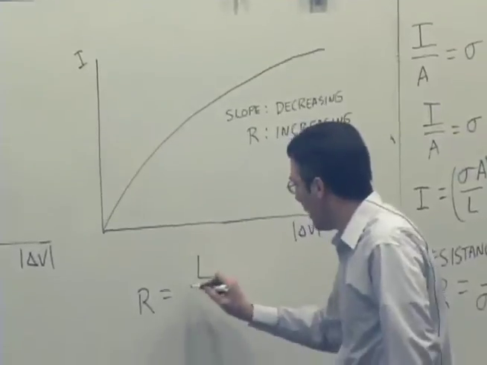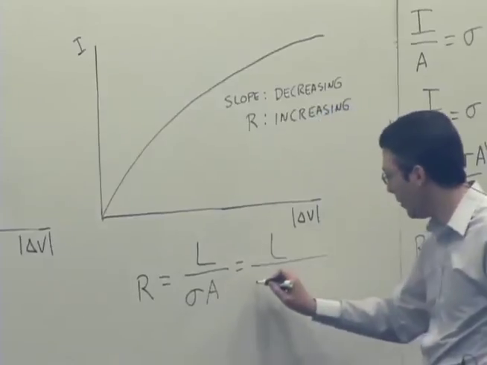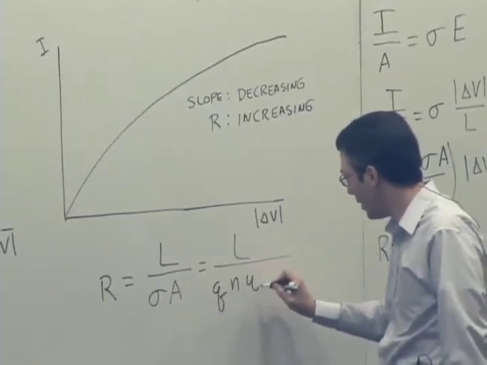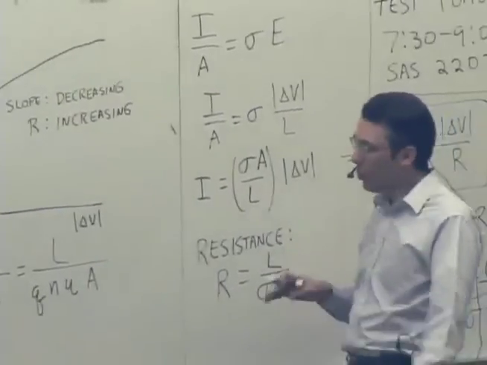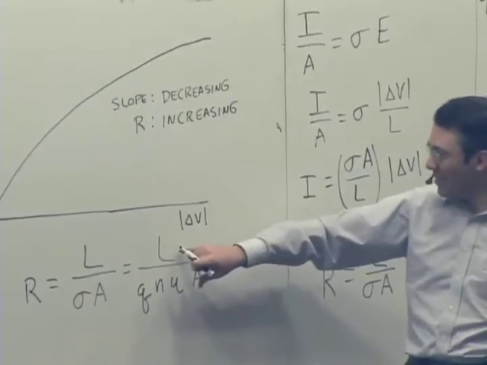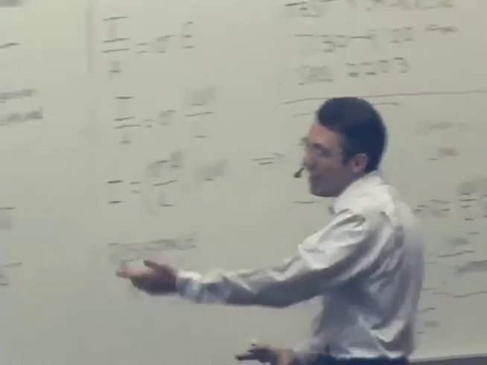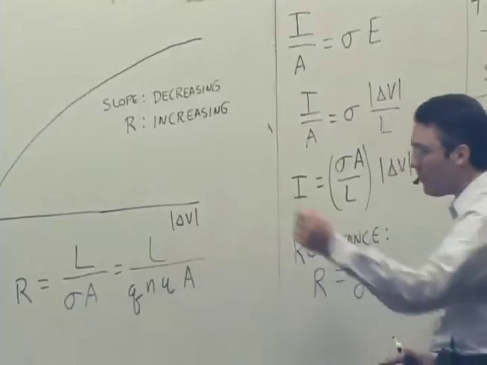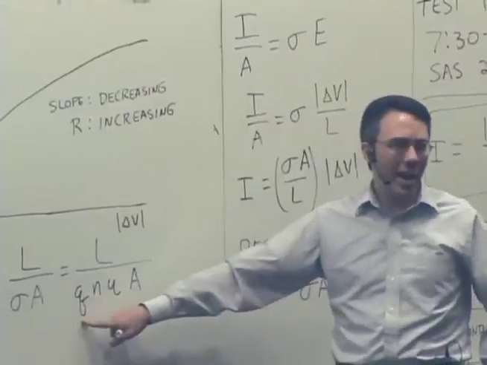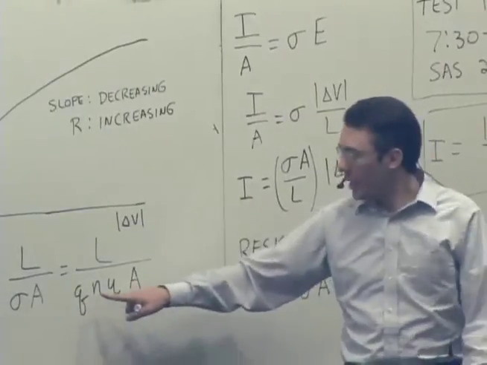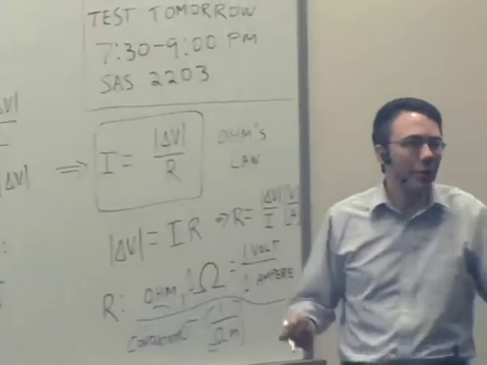R is equal to L over sigma times A, and we said that the conductivity was Q times N times U times A. You raise the temperature, what's going to change? Well, it may actually expand if you're talking about, say, a filament in a light bulb. If you raise the temperature, it may expand a little bit, so the length might change, but not very much. The area is probably not going to change very much. Is the charge actually going to change? The mobile charges? No, that's not going to change. Is the number of available electrons per unit volume going to change?